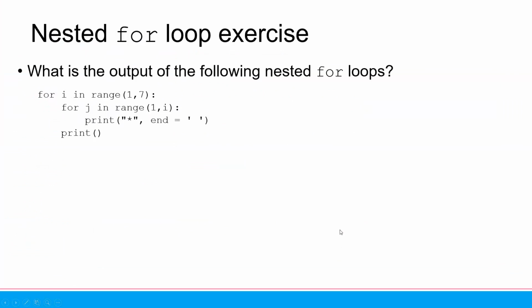Now, what is the output of the following nested for loops? I have for i in the range of 1 until 7, and then I have for j in the range of 1 until i. And then I will print this. So what is the result? It will be like a star triangle. Okay, so let's see.